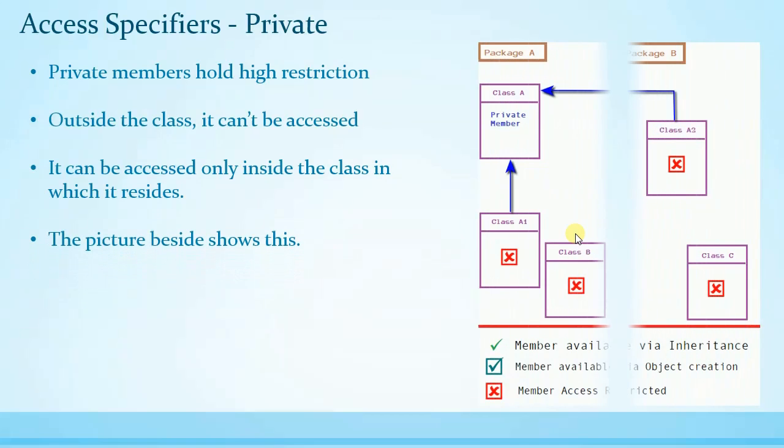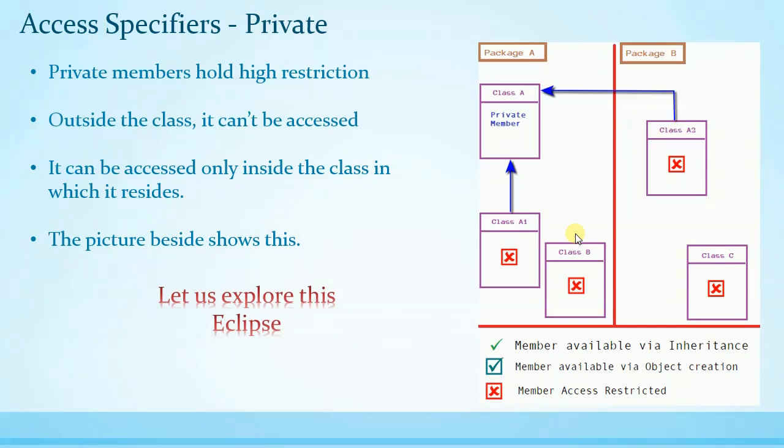The picture beside shows this. If you see, the restriction is everywhere. We cannot access the private member in A1 and in class B. These two reside in the same package, and class A1 even inherits from class A, but still we cannot access the private member. Outside the package, we don't need to specify; since it's outside the package, it definitely cannot be accessible. Alright, now let us explore this in Eclipse.